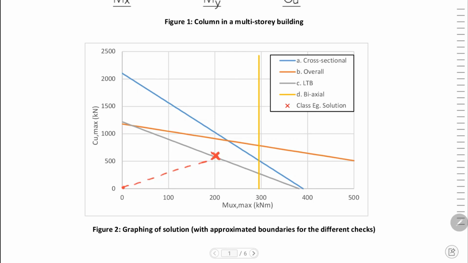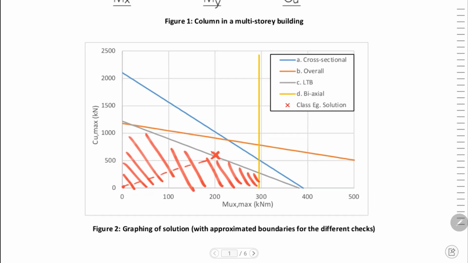But ultimately, any solution that falls more or less in this bottom feasible zone is okay. And these lines are not as simple as they've shown here. They do change as you change the different variables and shapes, bending moment diagrams, etc. But this gives a good understanding of what's happening.